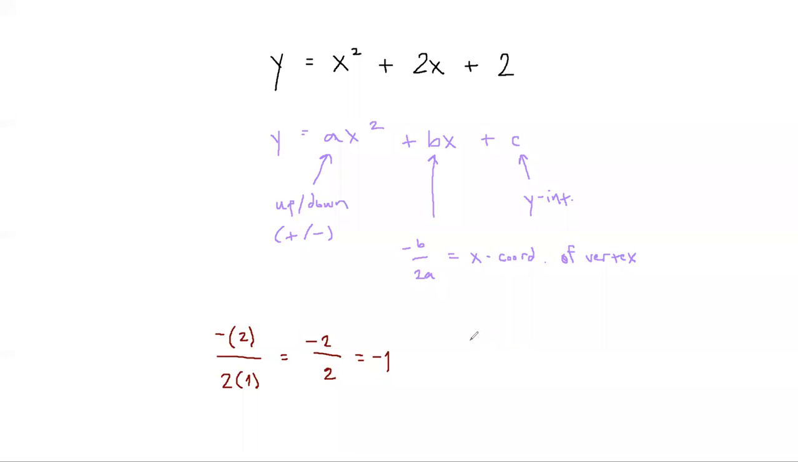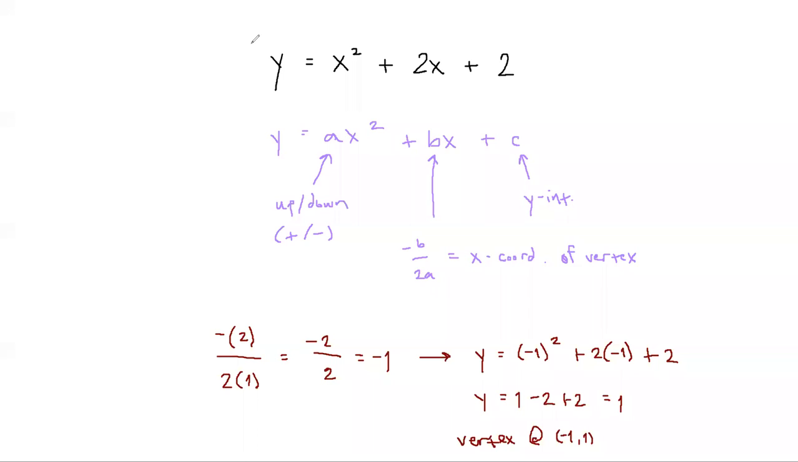To find the y-coordinate of the vertex, we simply take the x-coordinate and we plug it in for x. Doing so, we get y equals negative 1 squared plus 2 times negative 1 plus 2. This is equal to 1 minus 2 plus 2, which is 1. This tells us, then, that the coordinates of our vertex are negative 1, comma positive 1, which is a point in the second quadrant. As a result, the answer must be B.